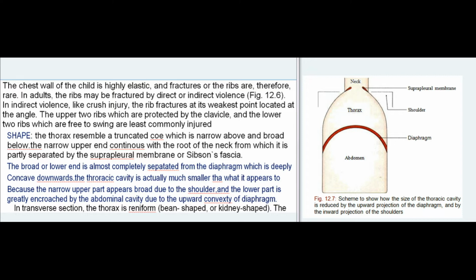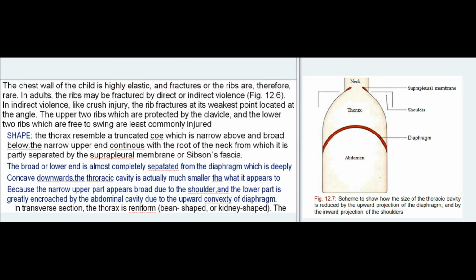Shape. The thorax resembles a truncated cone which is narrow above and broad below. The narrow upper end continues with the root of the neck, from which it is partly separated by the suprapleural membrane or Sibson's fascia. The broad lower end is almost completely separated by the diaphragm, which is deeply concave downwards.